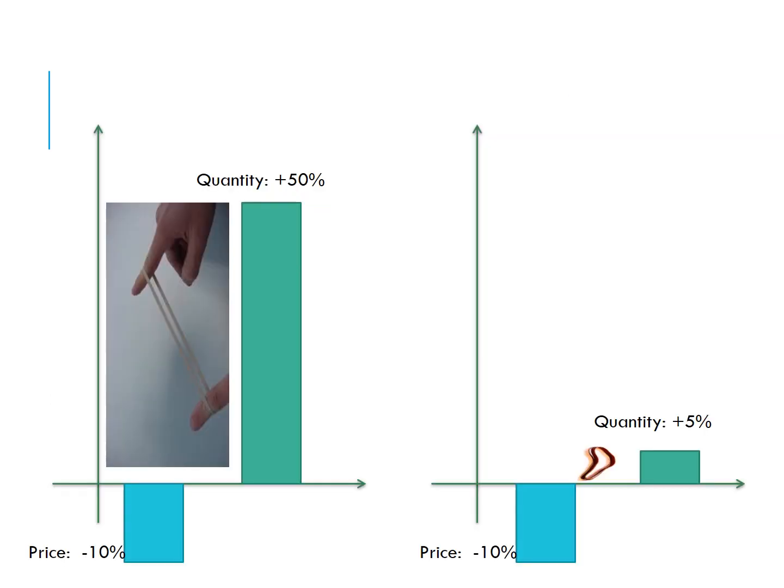So let's illustrate that with a quick example. Here we have the same product, or two products, and let's imagine the same thing has happened to them. Both products, the price has gone down by 10%.